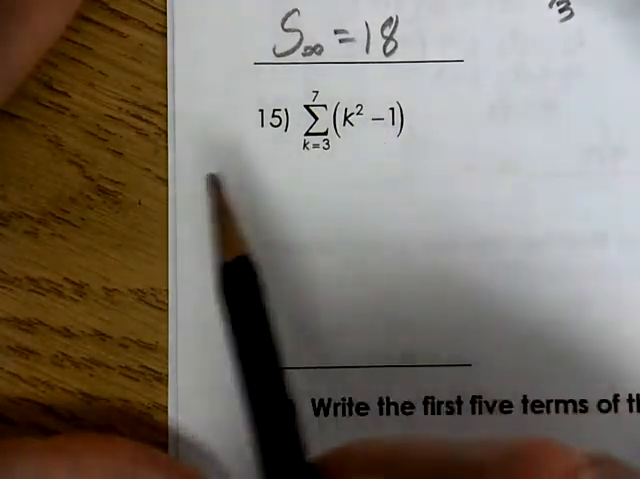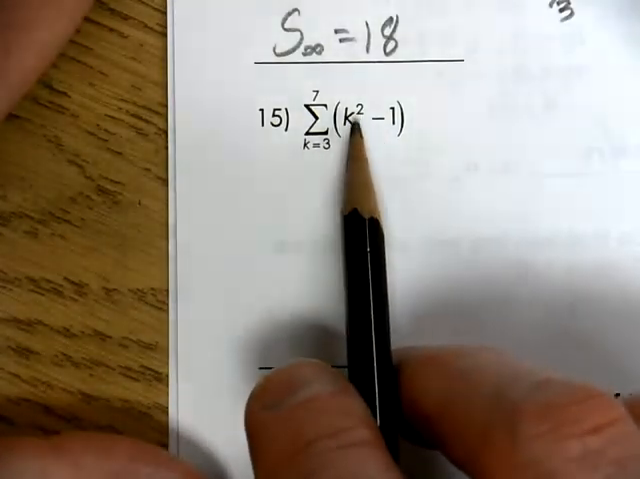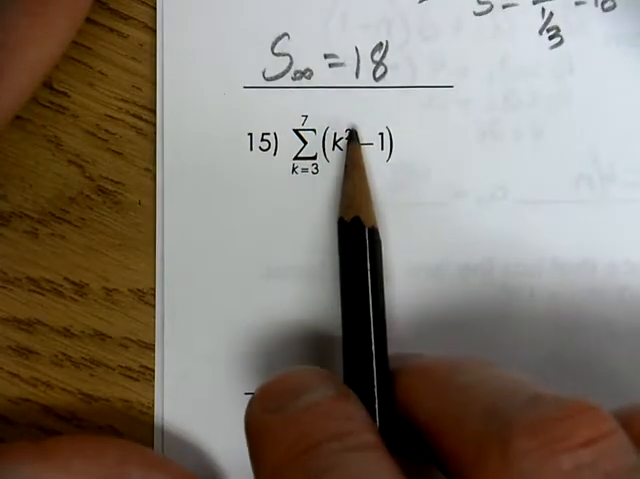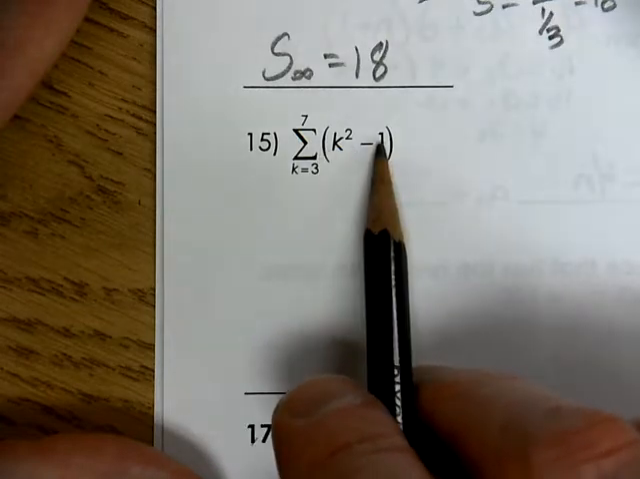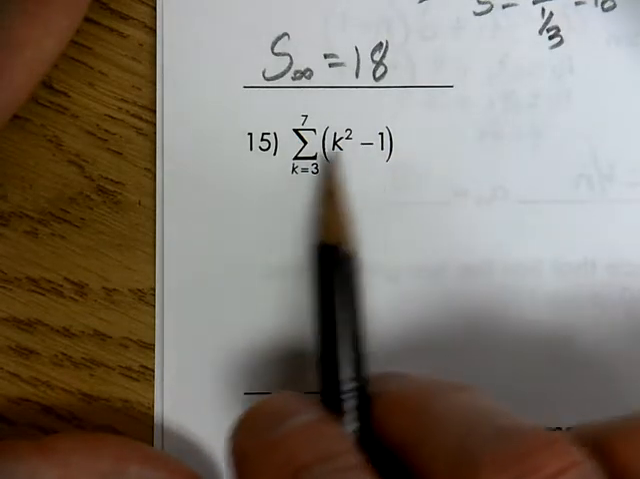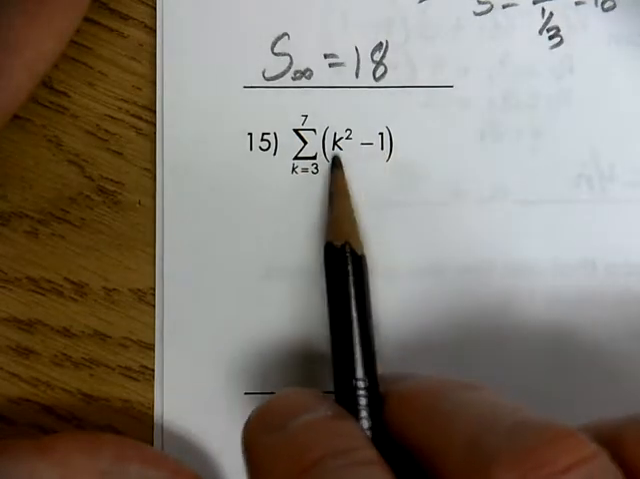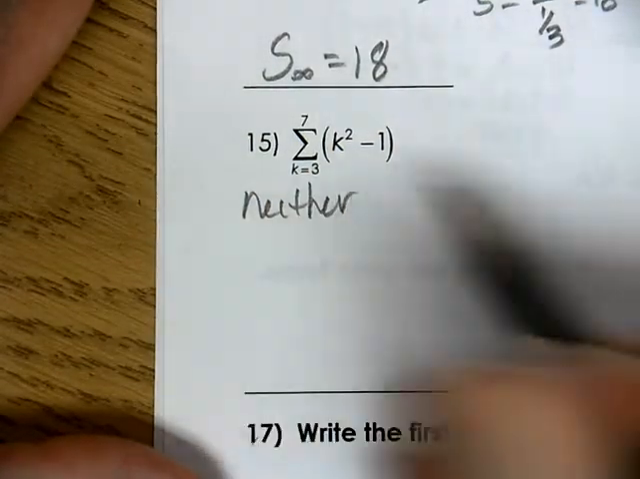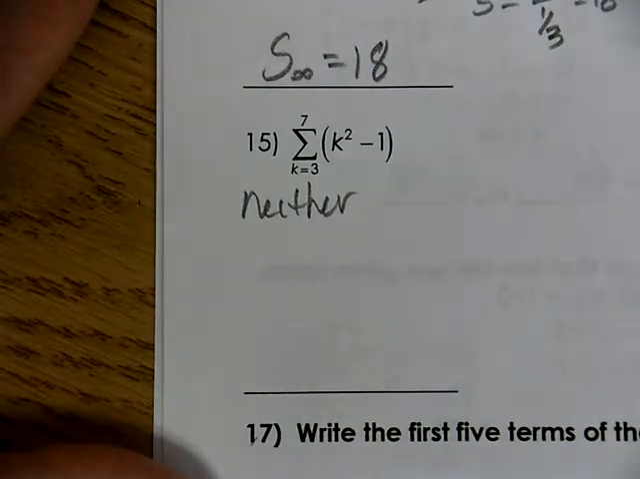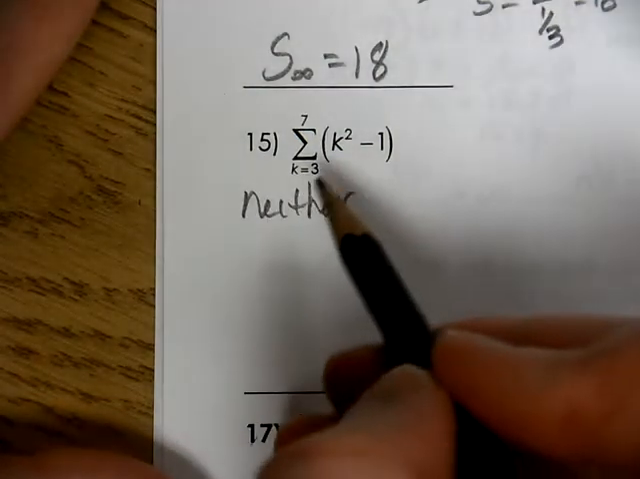Here, I notice that this is quadratic because it's k to the second power. It's not linear. It's not y equals mx plus b, so it's not arithmetic. It's not geometric because it's not following our pattern. So this is neither. So for a neither, we're going to have to calculate out all the points.